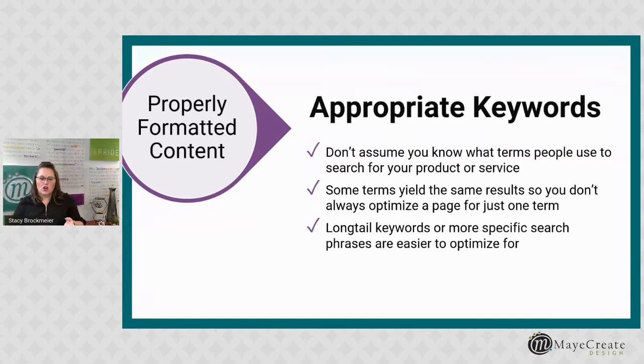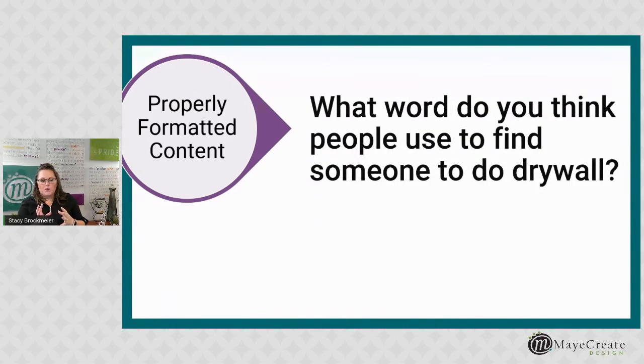And then I always look at long tail keywords because they're more specific. So when you're working with an agency, think about how you can make your phrases more specific so that people get to exactly what they need. So I want to ask you guys a question, and I'm hoping that you'll participate with me. What do you think that people use to find someone to do drywall? Does anybody have any ideas? General contractor.